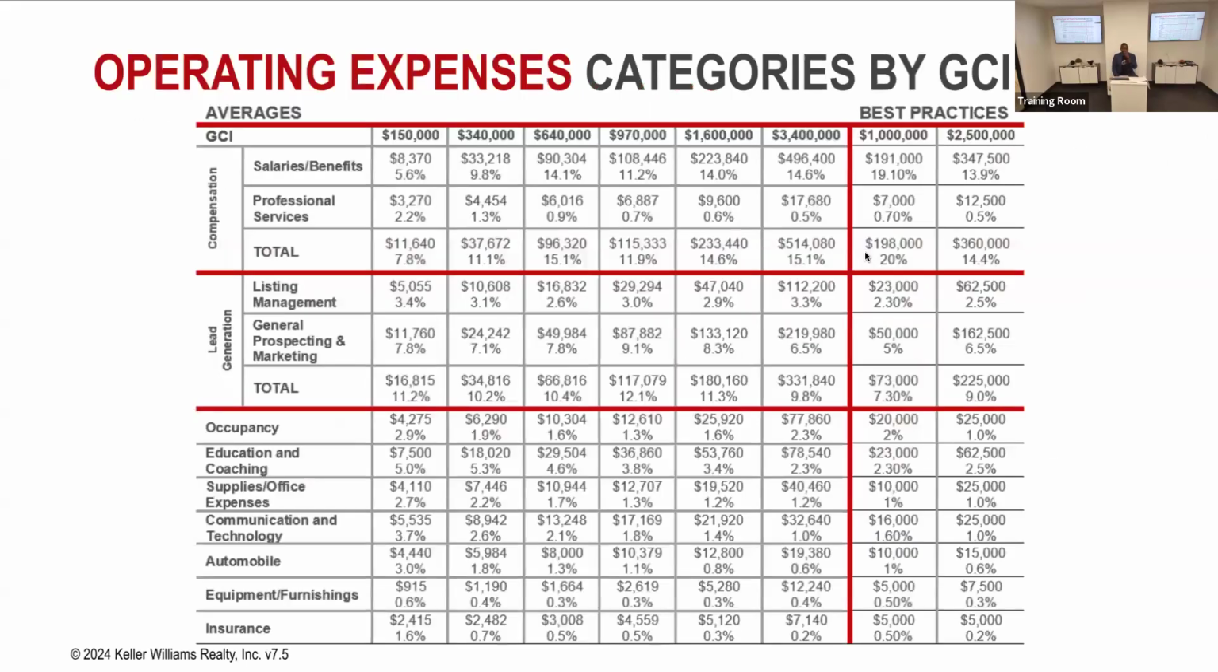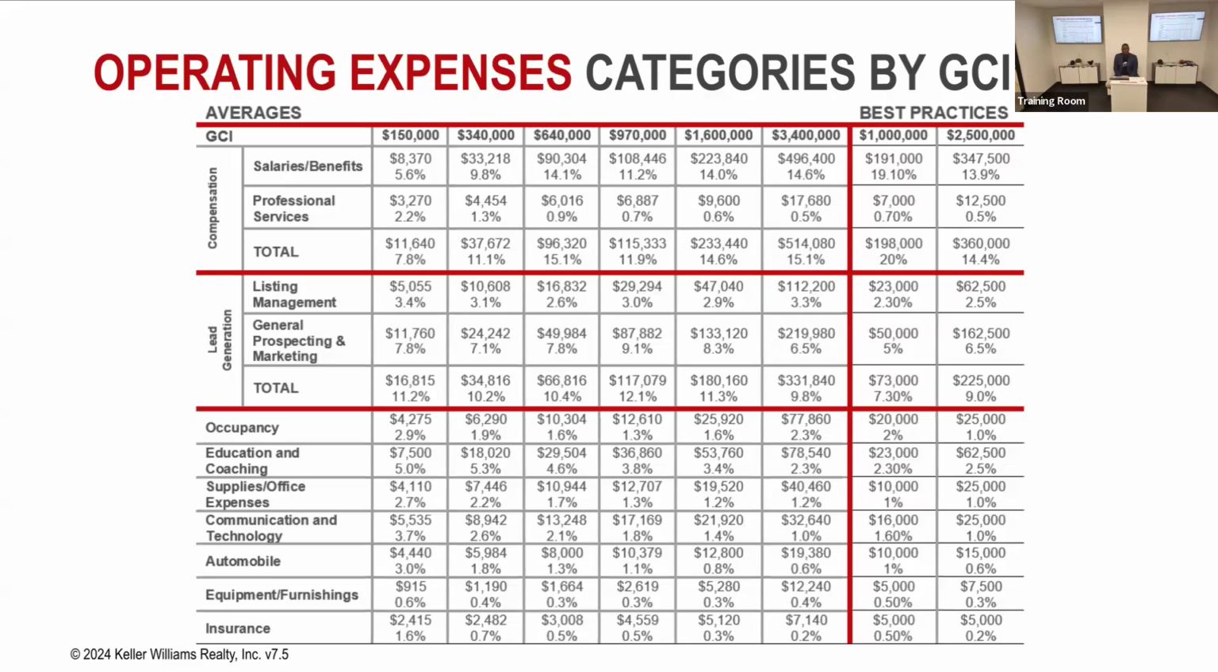All right, this is what it looks like at each level. And again, this is on page 5.7, so you have a benchmark. So 150,000 GCI. Notice that salary, $8,000. What might that go into if you're in this realm? What might you spend 8K on? A VA, yeah. Part-time virtual assistant. You might spend it on a coach. Seen it get allotted there before.